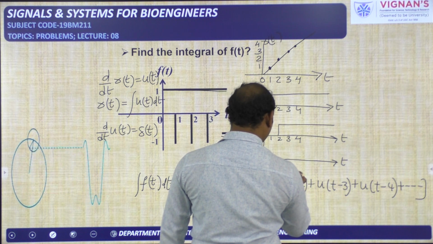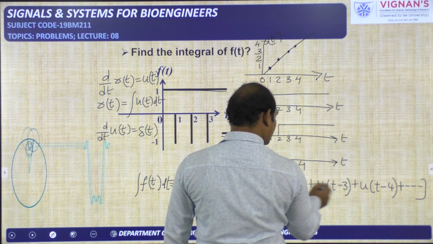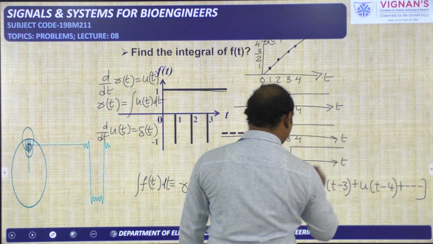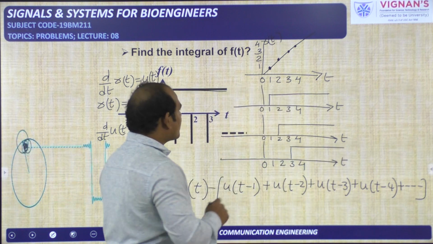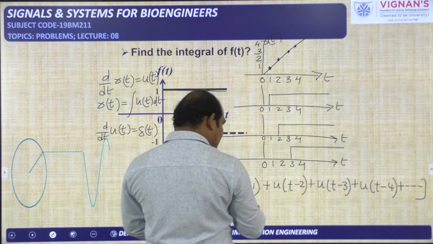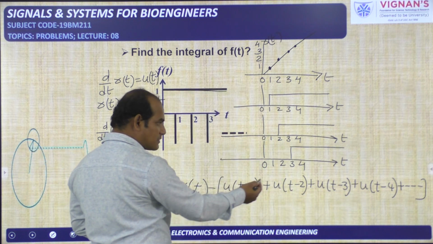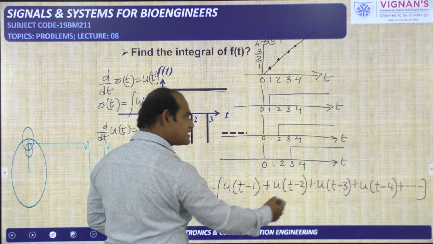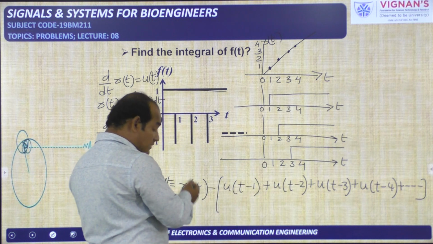Zero, 1, 2, 3, 4. U of t minus 3 means like this, so it will continue like this. Okay. Now what we need to do? We need to subtract this total summation, u of t minus 1 plus u of t minus 2 plus u of t minus 3 and so on, from the r of t.